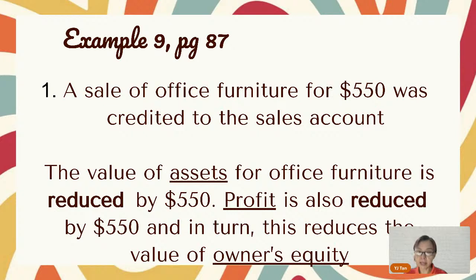The value of the asset, the office furniture, you have to reduce by 550 because you already sold it, so the asset is reduced. Because you recorded it as a sale, but it is not a sale, you just sold off your asset, so on the profit side you have to reduce 550 also. And profit appears in the owner's equity section of the statement of financial position, so you have to reduce 550 there as well. So it will be balanced, right?